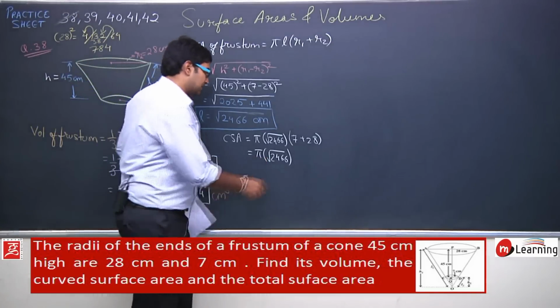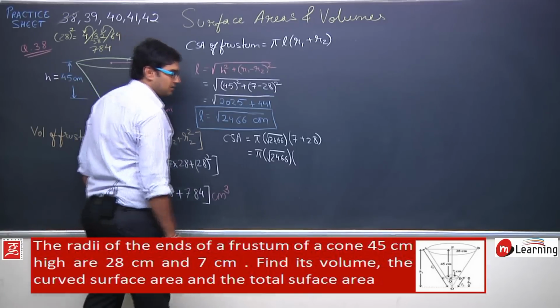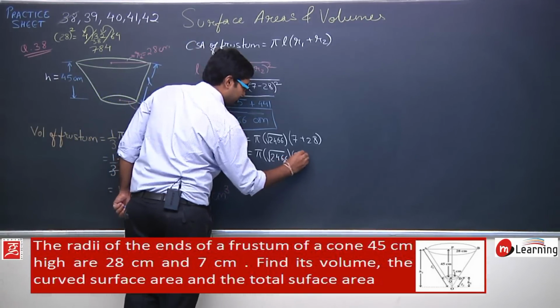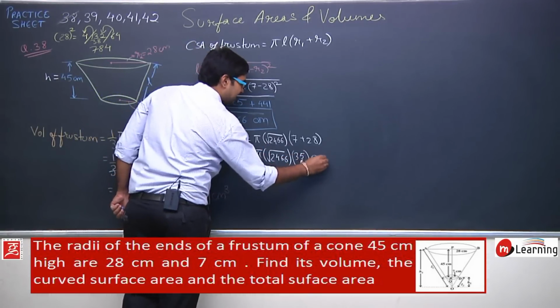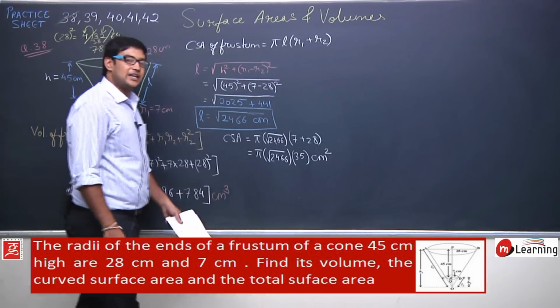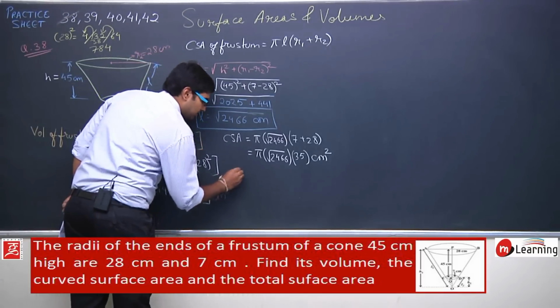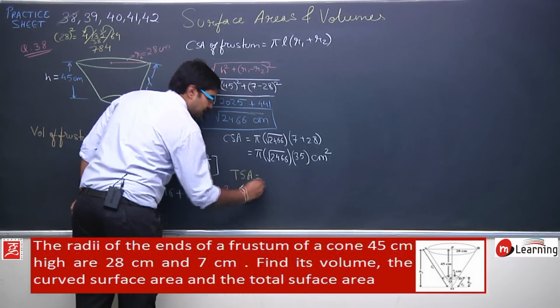Okay. Now plus 28 plus 7. So this will give you 30 and 5 is 35. And this is in centimeters square. So this is the curved surface area. Now the last thing that we need to determine is total surface area.